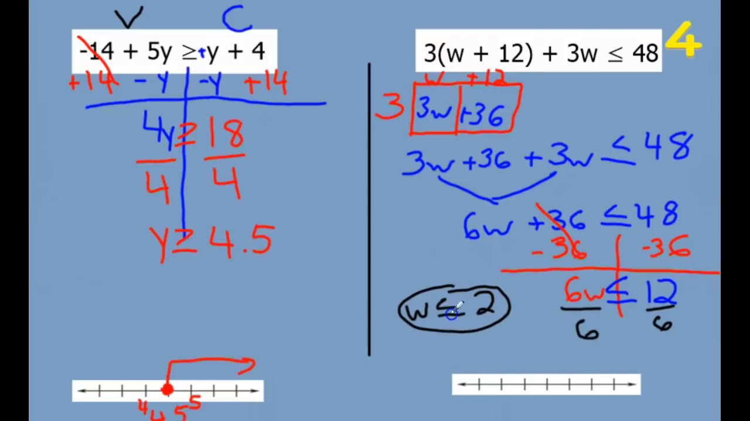So because we have an or equal to sign, it's going to be a closed circle. This will be 2. 1 greater is 3. 1 less is 1. Our arrow is pointing to the left.